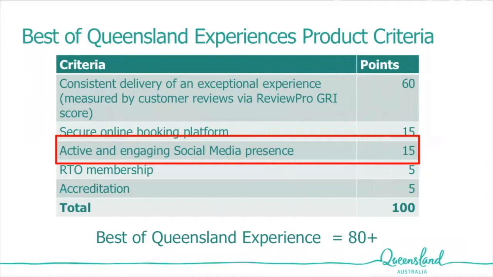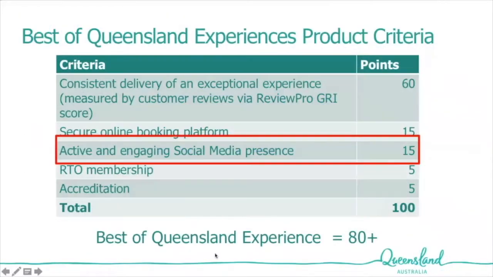And we'll have a look at your workbook in a moment that's got some more information about that. If you have a regional tourism organisation membership, then you get 5 points, and if you are accredited under a qualifying program, you get 5 points. If you've got all of those, you'd have a total of 100 points, but you don't need 100, you just need 80. So you can get 80 if you've got, say, this consistent delivery of exceptional service, active and engaging social media presence, and I should add that needs to be on either Instagram or Facebook, not both. And maybe you also have an RTO, Regional Tourism Organisation membership, and then you would have 80 points.